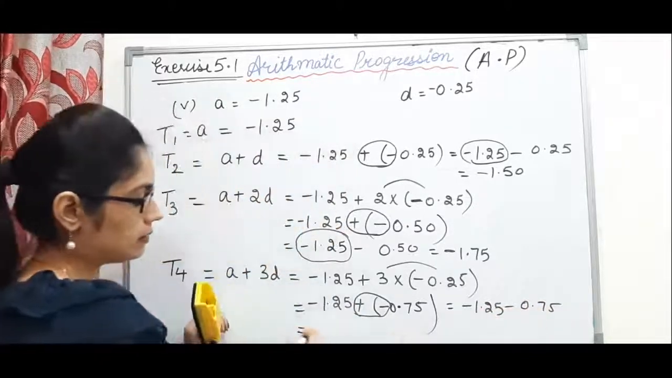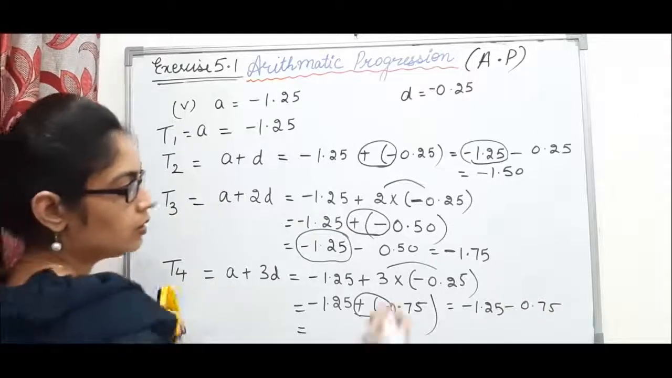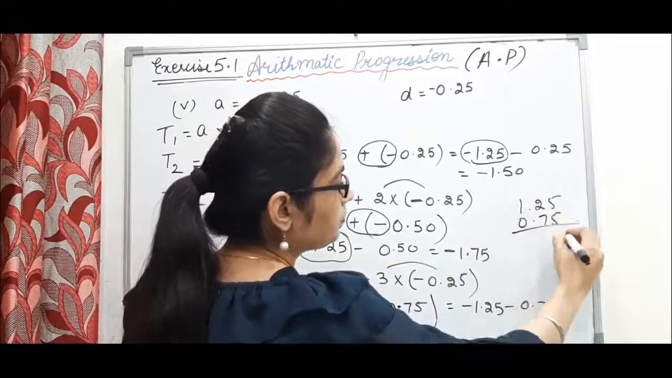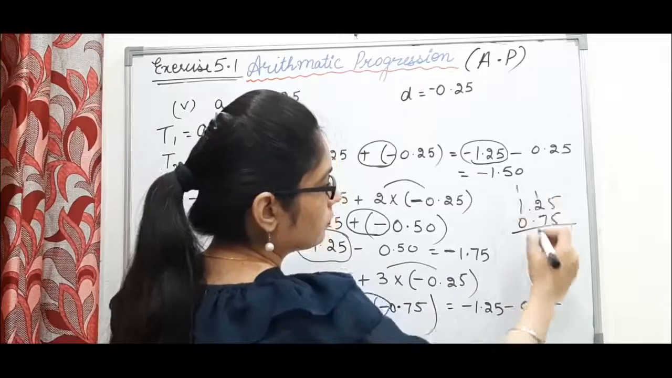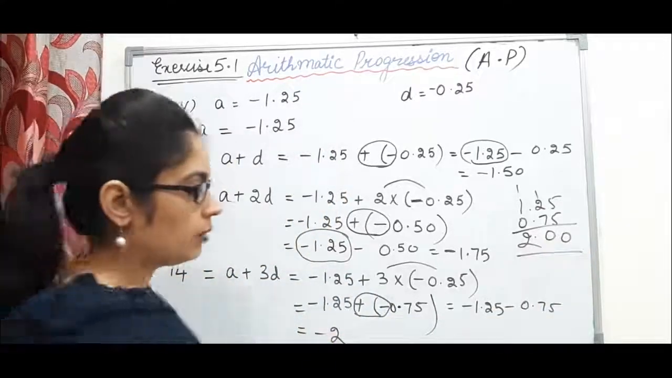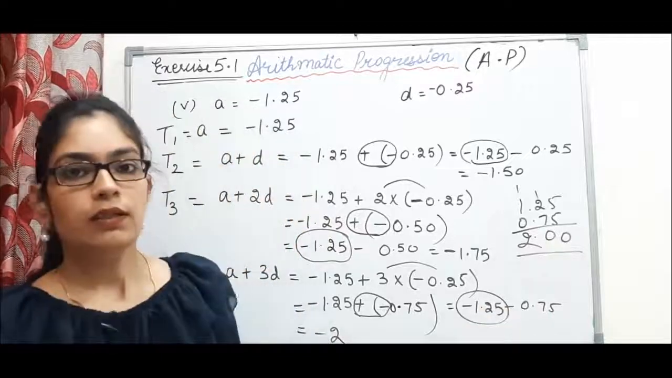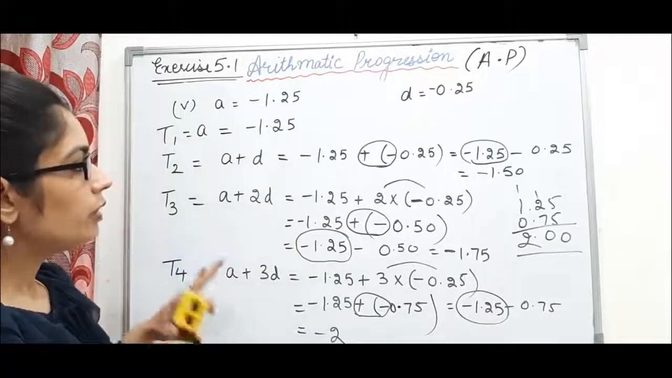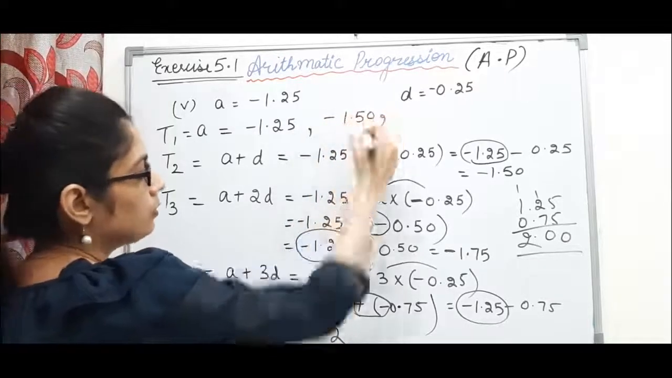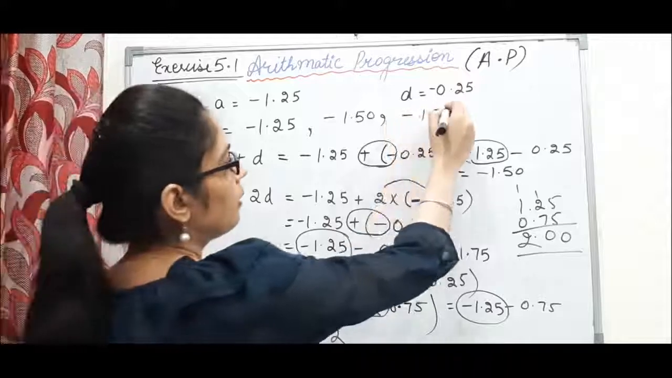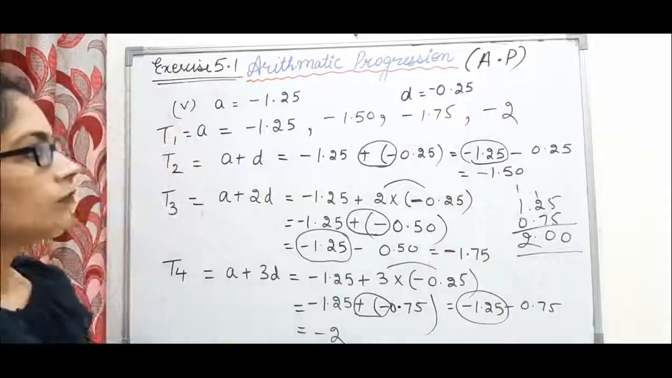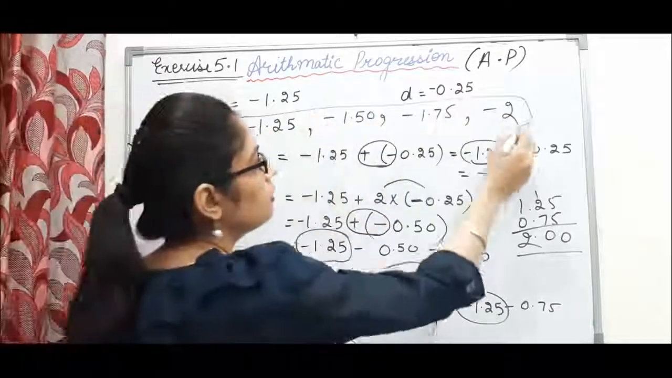Minus minus is plus, and the sign is that of the greater number. So we can add 1.25 plus 0.75. It is 2.00, or 2 we can write, but with the minus sign, because the minus sign is with the greater number. So our first four terms are 1.25, minus 1.50, minus 1.75 and minus 2. These are the first four terms of this sequence.